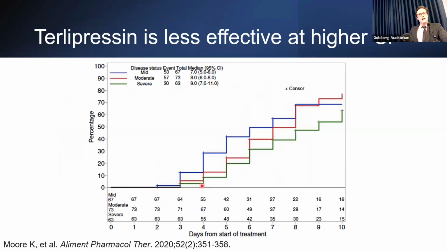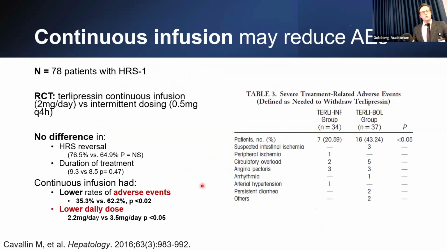So we can already see that there are some things that we can do to improve the patient population to, one, identify patients that have the best shot of having HRS reversal and who are at lower risk of developing the most common side effect, being respiratory failure. Also, another study looking at continuous infusion seems to have reduced adverse events, 35 versus 62%. That might also be because in the continuous infusion dosing, you have a lower total daily dose of terlipressin as well.